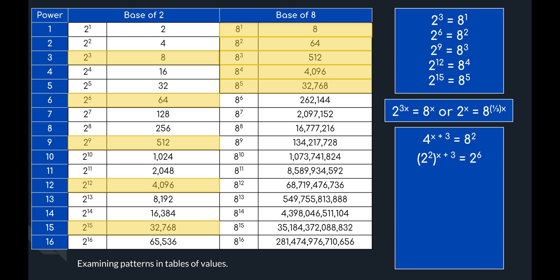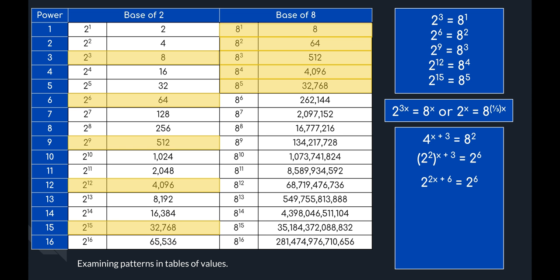4 is 2 to the second. 8 is 2 to the third, but 8 squared is just 2 to the sixth. Again, using that 3 to 1 ratio. At this point, I'm going to distribute using the power of powers rule for the expression on the left-hand side. I end up with 2 to the 2x plus 6 equals 2 to the sixth.